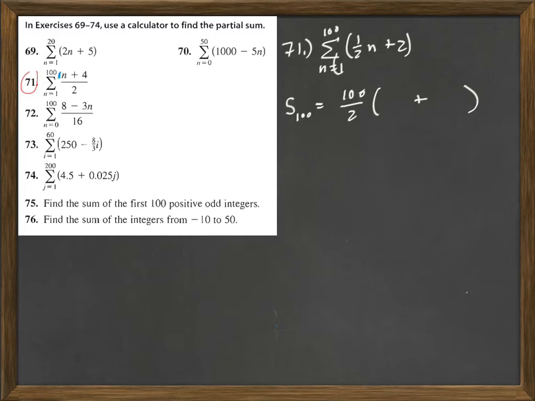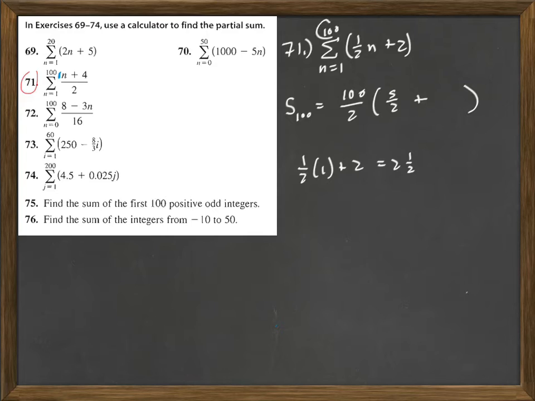To find our first term, we're going to plug in 1. That would be 1/2 times 1 plus 2. That would be 2 and 1/2, or you can say 5 over 2, which I like better because improper fractions are cleaner than mixed numbers.